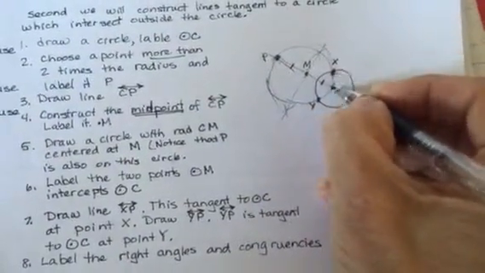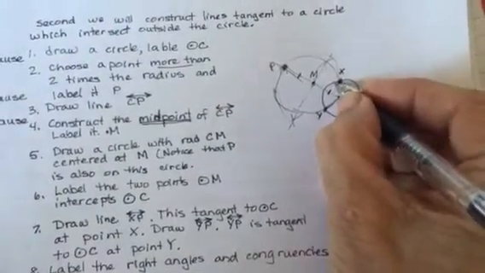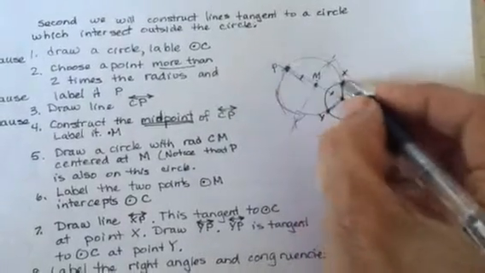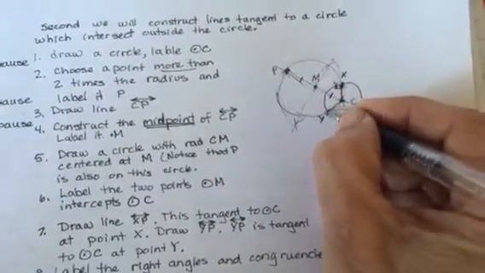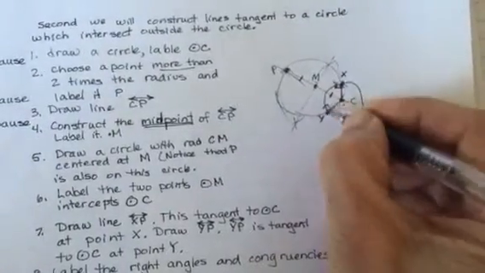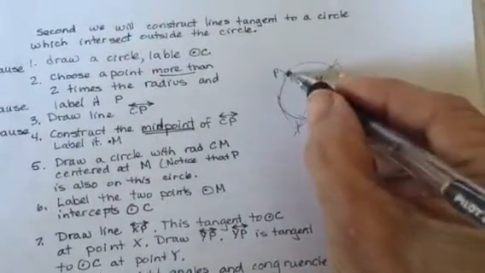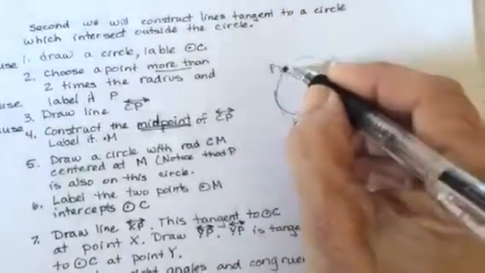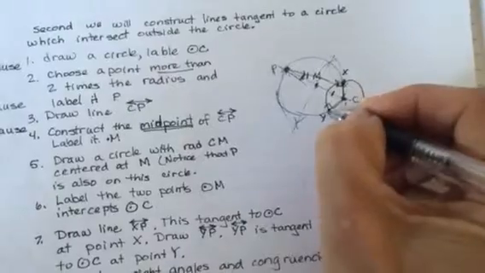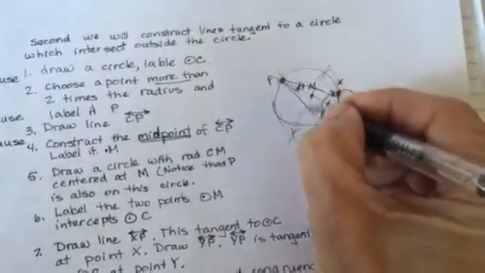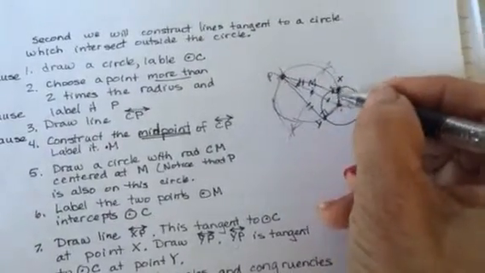Known right angles. You can go ahead and draw the radius in, and with your tangent line, the radius will be perpendicular to XP, and the radius will be perpendicular to the line YP. Also, XP and YP will be congruent. I'm going to put a double hatch on that. And these two will be congruent.